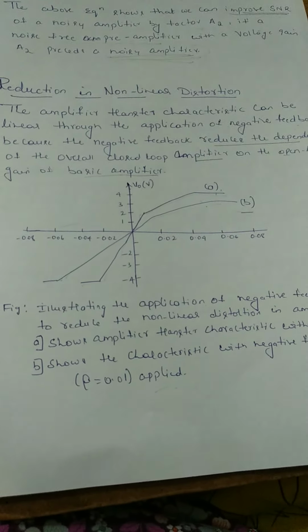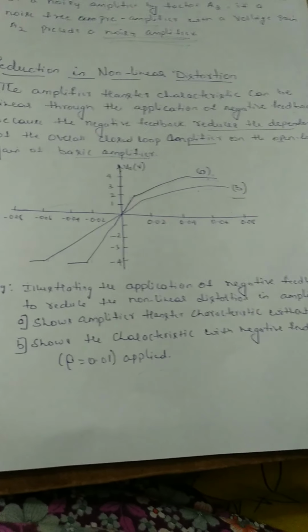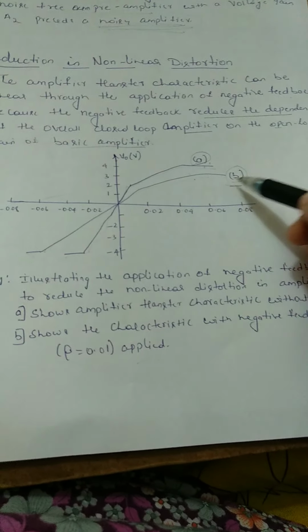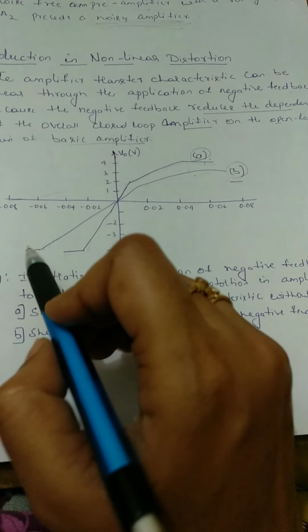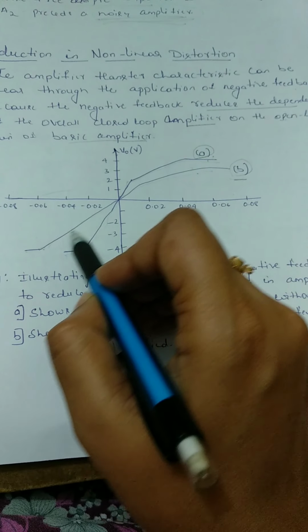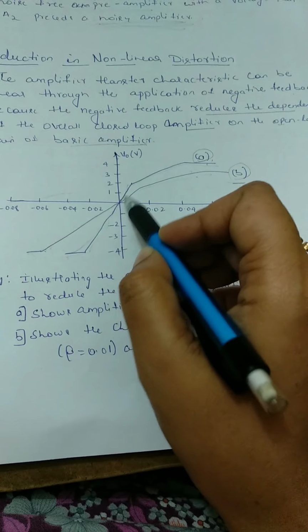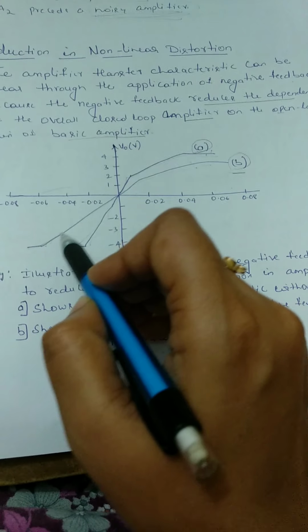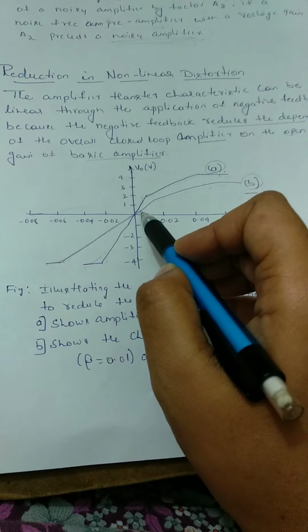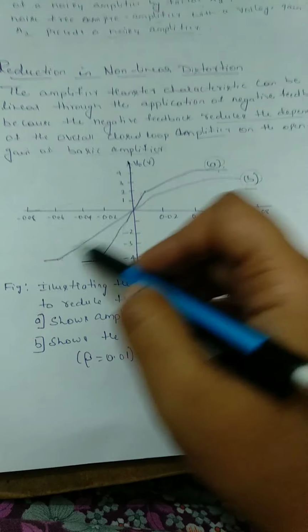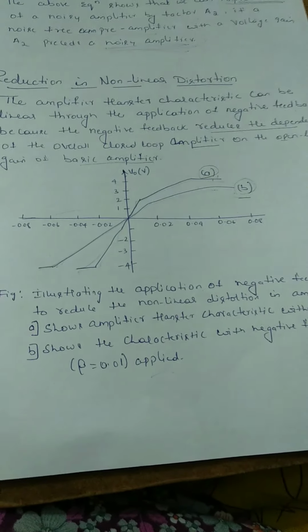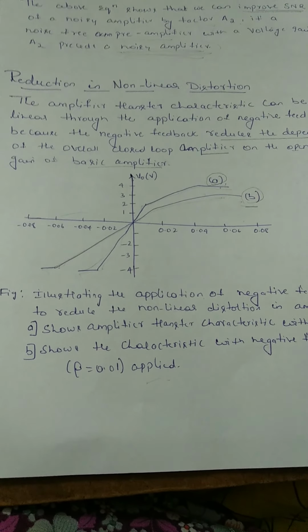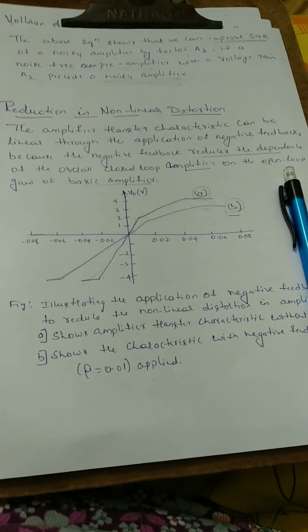Okay, so if we take the transfer characteristics curve, A is the curve without feedback, and B is the curve with feedback. If you observe, here the transfer characteristic is not linear, there is so much curve. If you observe B, this is the transfer characteristic curve with negative feedback, which is almost linear. So we can say that by applying negative feedback, there will be a reduction in the nonlinear distortion.